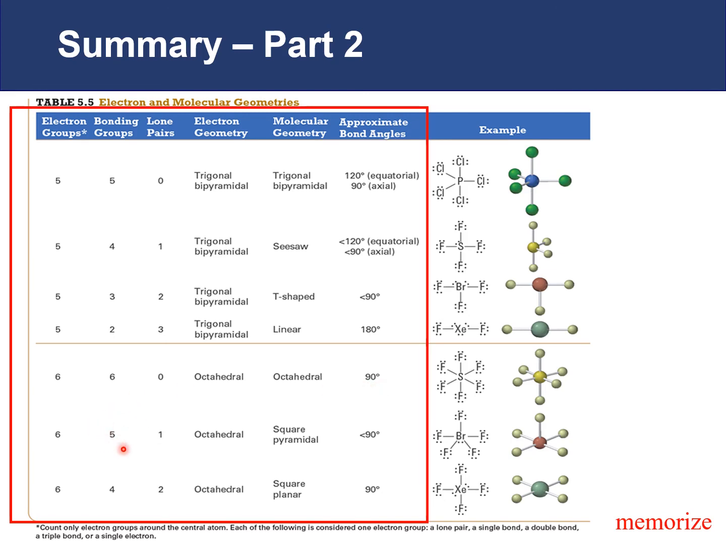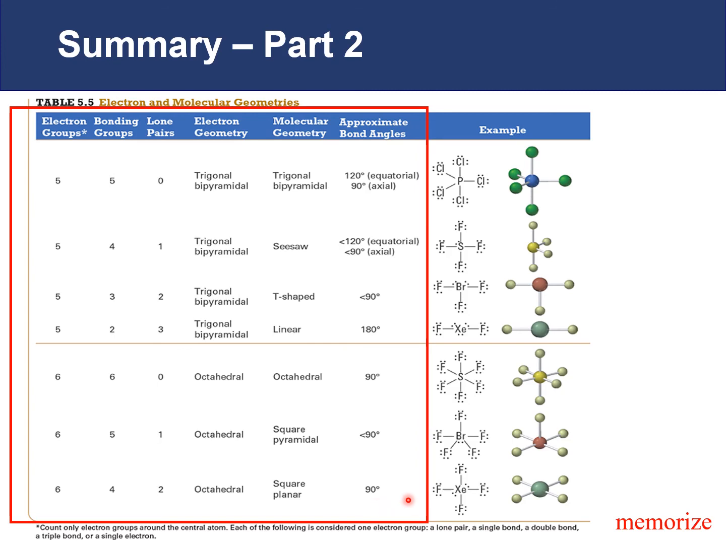If we swap out one of those bonding pairs for a lone pair, giving us still 6 electron groups, 5 bonding groups, and 1 lone pair, our electron geometry stays octahedral, our molecular geometry is square pyramidal, and the angles in our square pyramidal geometry are going to be less than 90 degrees. Finally, swapping out one more bonding group for a lone pair, giving us 6 total electron groups, 4 bonding groups, and 2 lone pairs, we will still have an octahedral electron geometry, but now our molecular geometry will be square planar, and the angles between our bonding atoms are going to be 90 degrees.